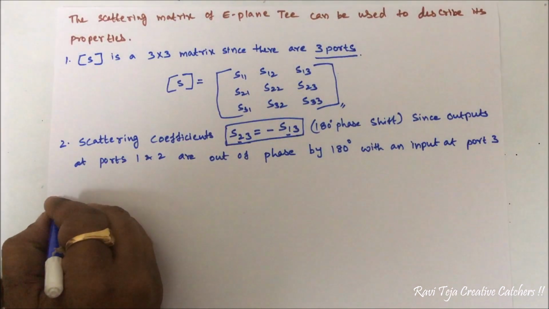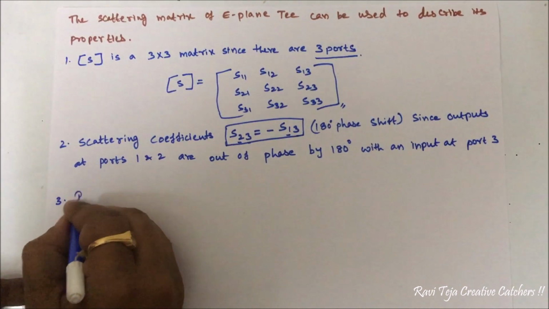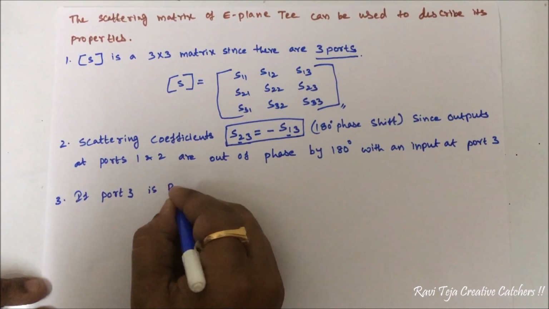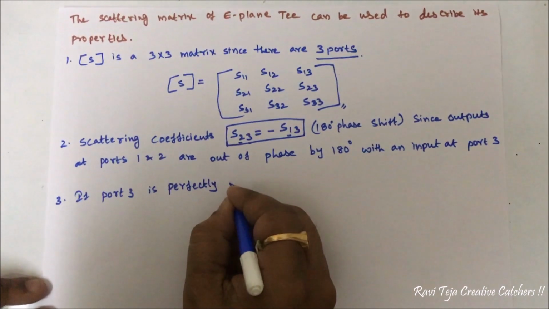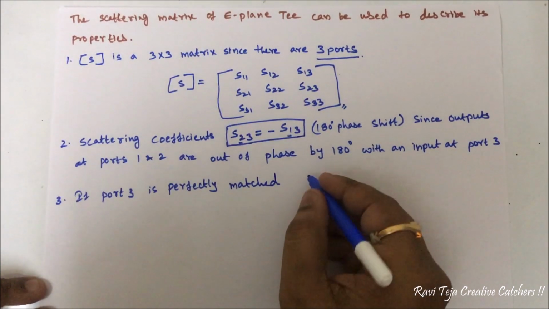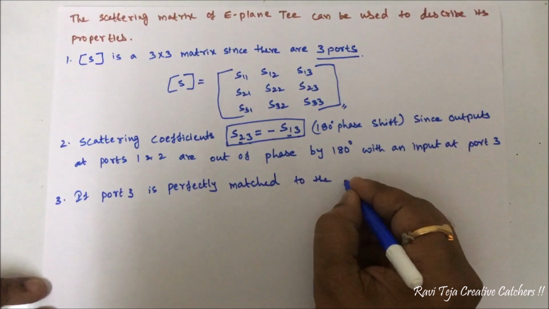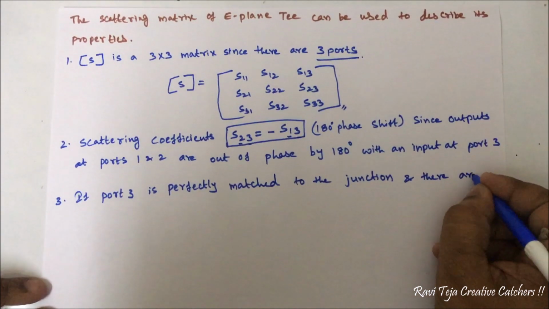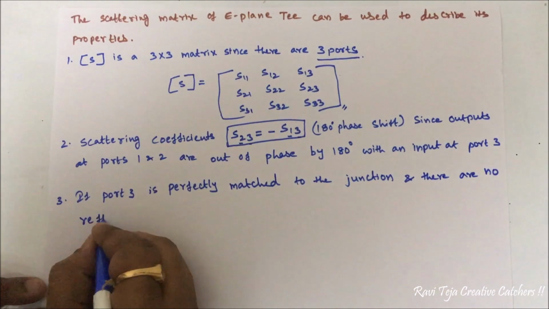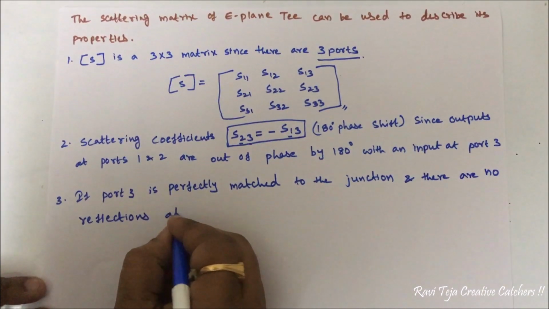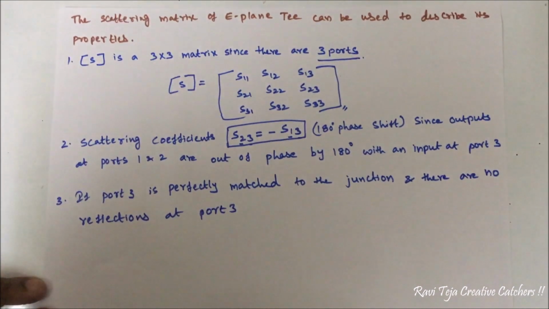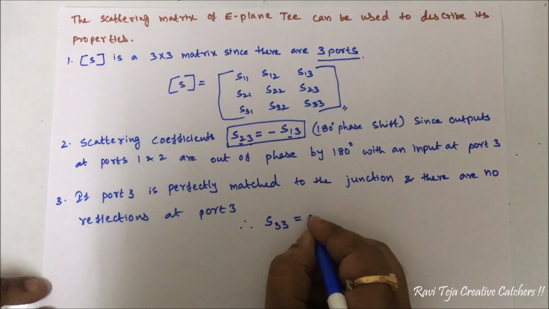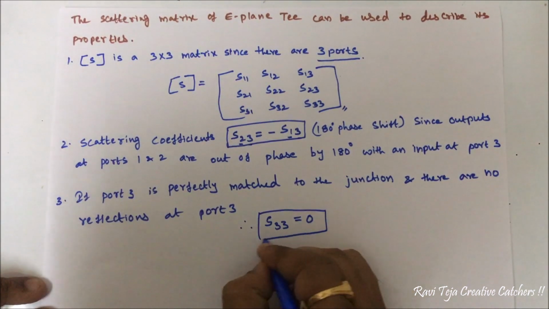Now, let us consider the third point. If port 3 is perfectly matched to the junction and there are no reflections at port 3, therefore S33 can be considered as 0. This we need to remember.